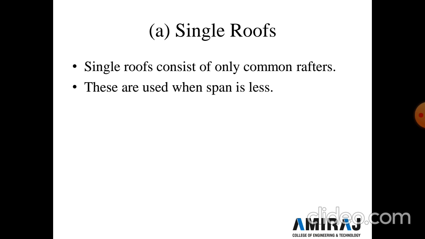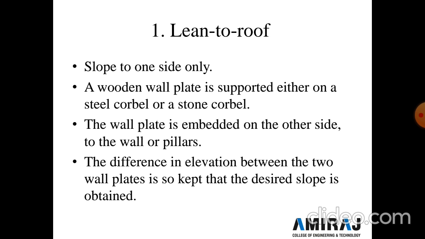Here the first type of roof is the lean-to roof. This is the simplest type of sloping roof, and here the rafters slope to one side only. A wooden wall plate is supported either on a steel corbel or a stone corbel, which are provided at 1 meter center to center, and the wall plate is embedded on the other side in the wall or a pillar. The difference in elevation between the two wall plates is so kept that the desired slope is obtained, and usually you take a 30-degree angle for a lean-to roof.